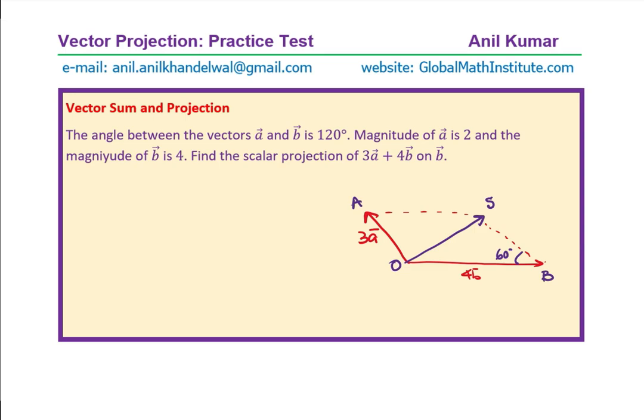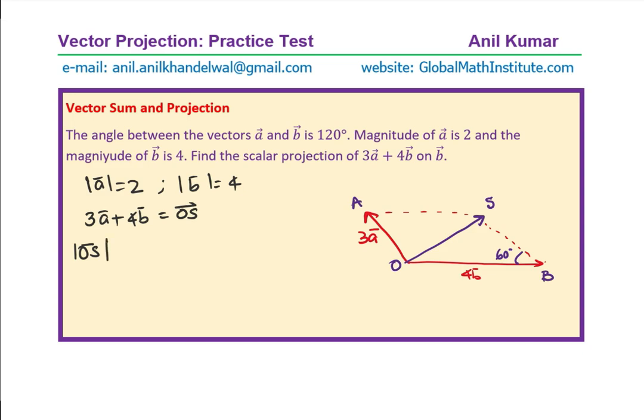The side lengths are: the magnitude of vector A is 2, the magnitude of B is 4. Therefore, when we are looking at 3A plus 4B, in that case, OS is going to be the result, right? So let's find the magnitude of OS.